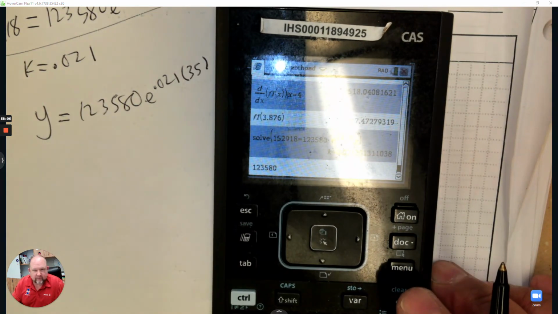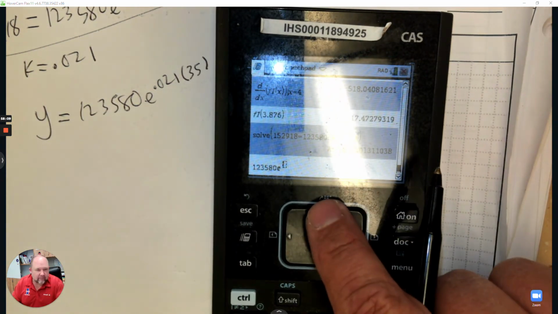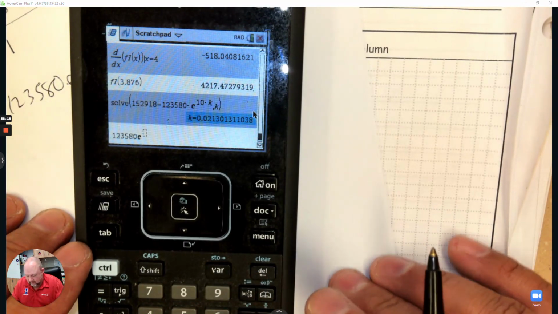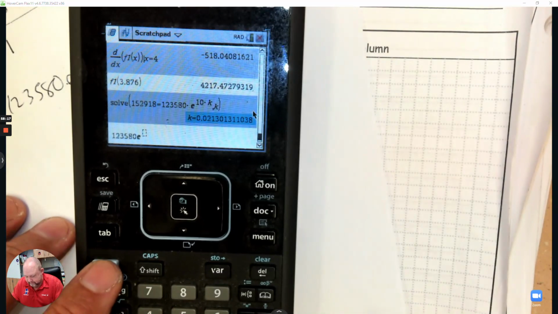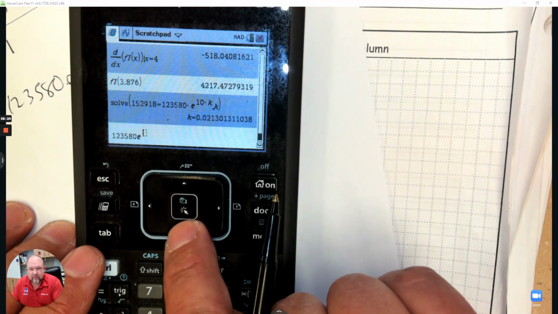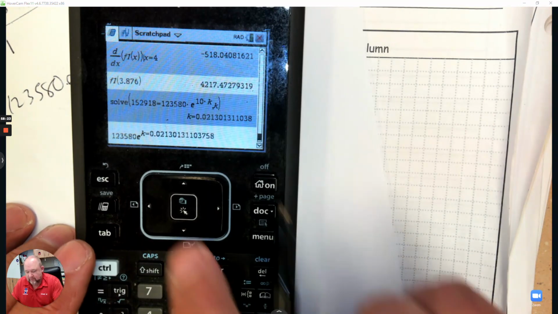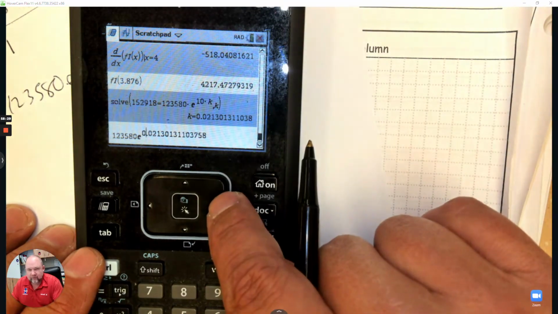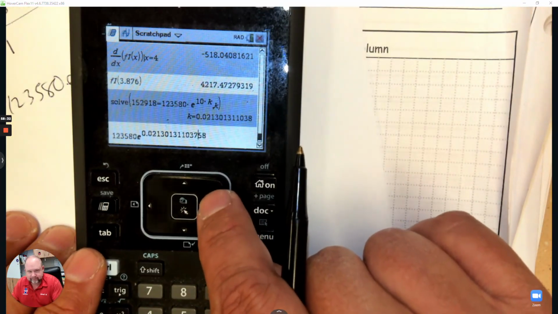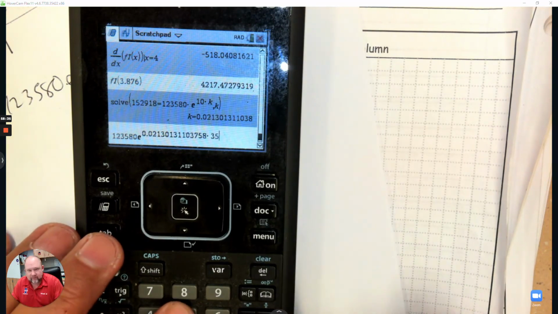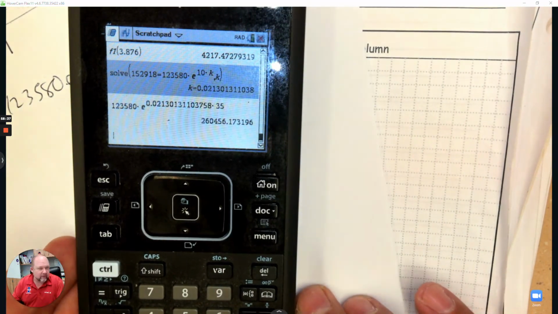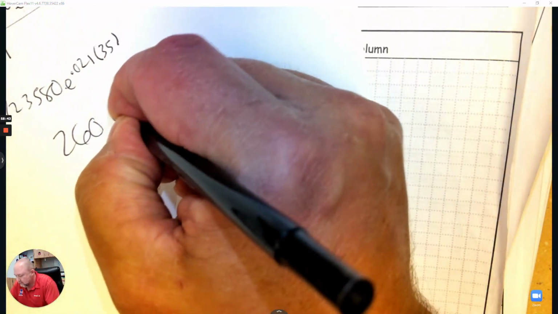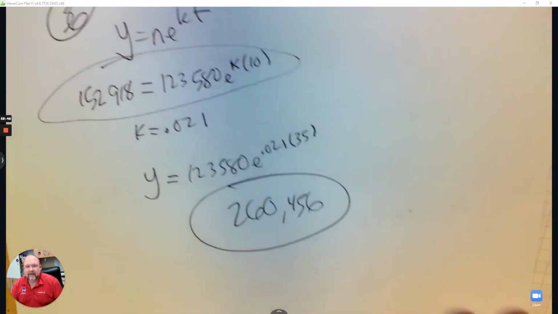123,580. E on the left. Now I'd like you to copy this answer, and then go Control C. And then come here and go Control V. I'll paste it in, and then just get rid of the k equals part, and then the full number is in there. And then I'm still going to go times 35. And I have to round to a whole number because it's population. So it's 260,456. And you have your answer.